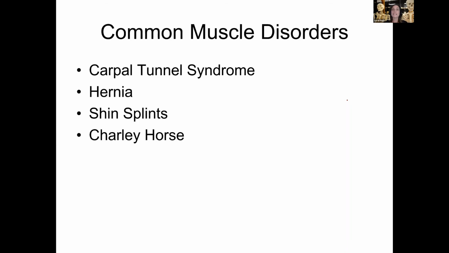Some of our muscle disorders that I have listed here are things like carpal tunnel, hernia, shin splints, and a Charlie horse. I know all of you have had shin splints before, so we're going to talk about what that is. I'm going to start with carpal tunnel.